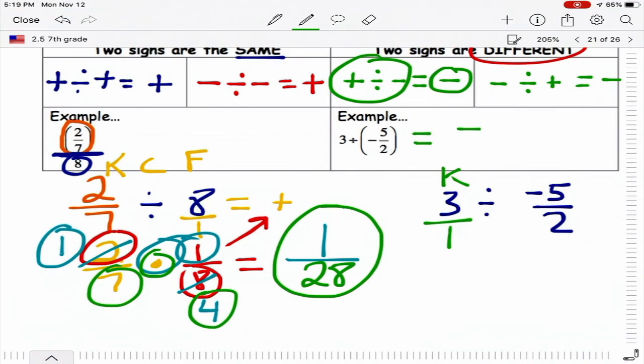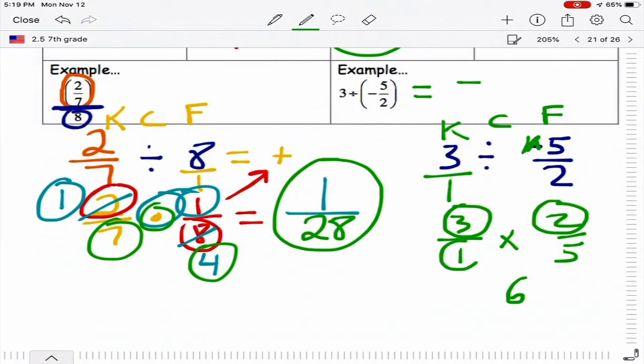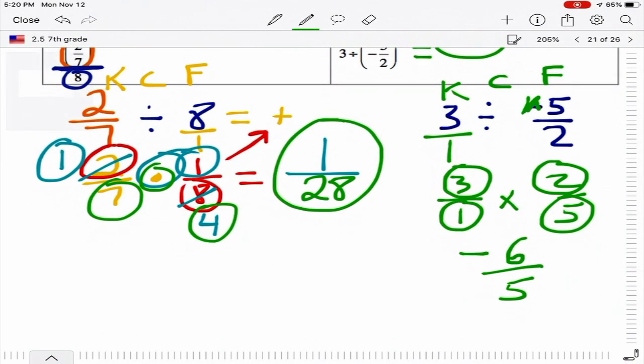And then I'm going to go ahead and do keep, change, flip. Now I don't even need this anymore. So it's going to be 3 over 1 times 2 over 5. Here, once again, I'm going to check to see if I can cross cancel, but here I cannot, which is good. It means I don't have to reduce afterwards. And now I'm just going to multiply. 3 times 2 is 6. And 1 times 5 is 5. Like I said before though, a positive times a negative, or a positive divided by a negative, is a negative. So my answer is negative 6 over 5. In my class, you're allowed to leave fractions improper, so we are done.